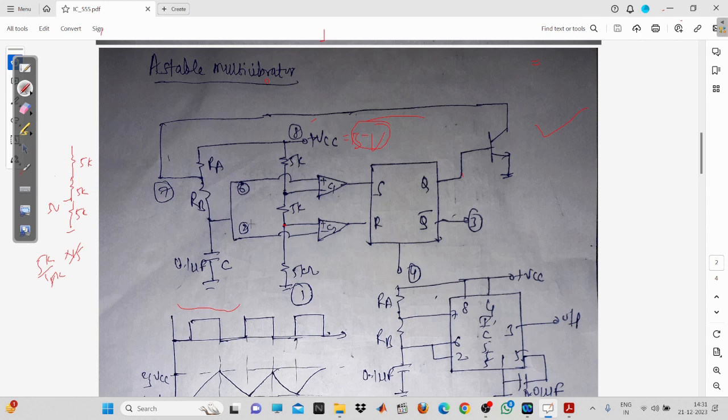So basically, this one will be 5 volt. This is 10 volt. This one is the 10 volt. This one is 10 volt.